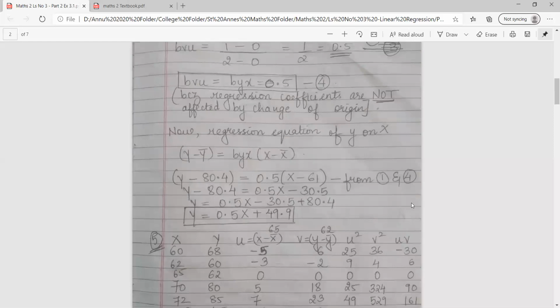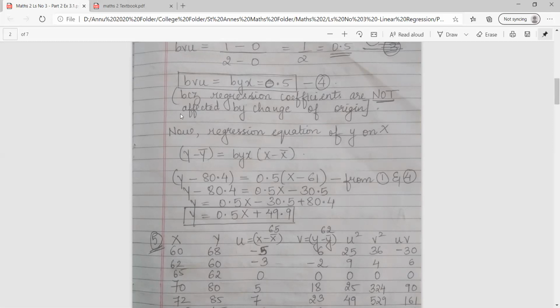Now you can easily find the regression equation of y on x, class, as y minus y bar is equal to byx into x minus x bar. Again, from point number 1 and point number 4, I have substituted the values like this. So as you know, 0.5 will be multiplied by both. So I get 0.5x minus 30.5. Then I'll take minus 80.4 from here and transfer it to that side, and it will get plus. Plus into minus is minus, and the sign of the greater number. So this is your equation of y on x.